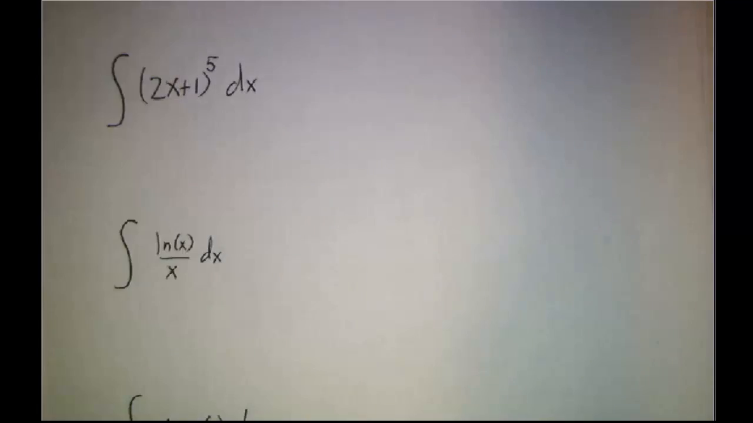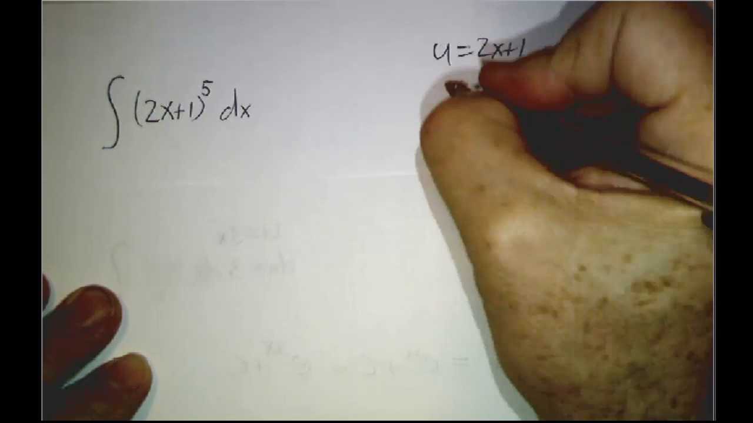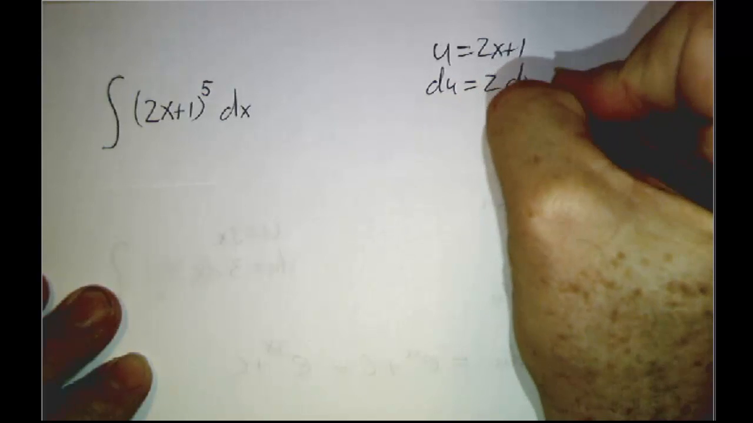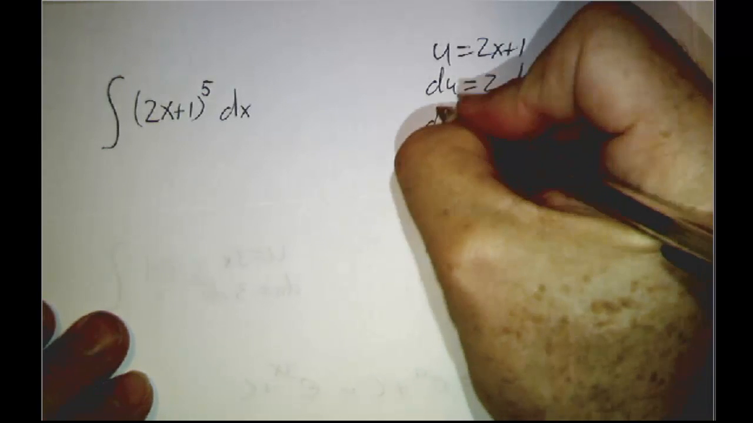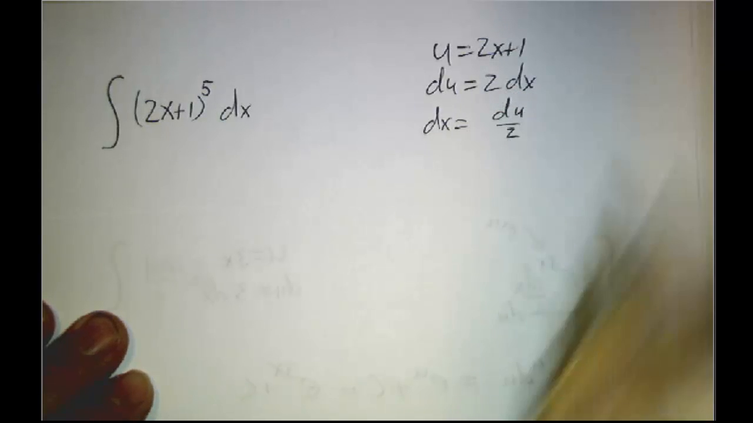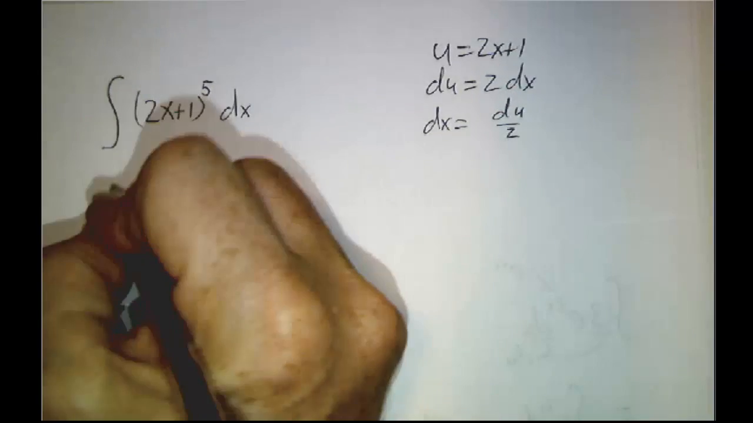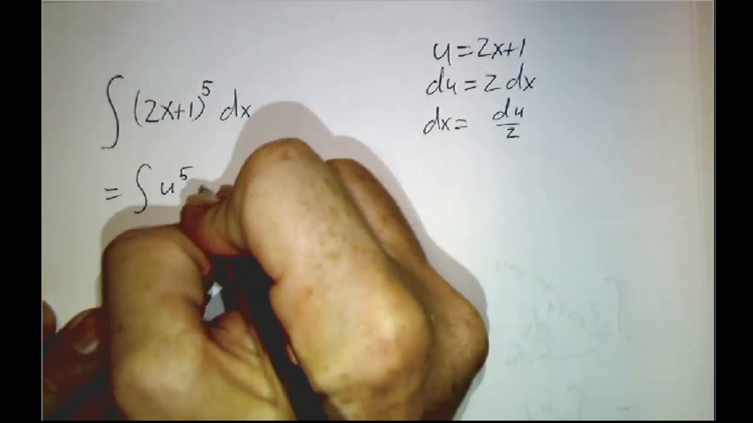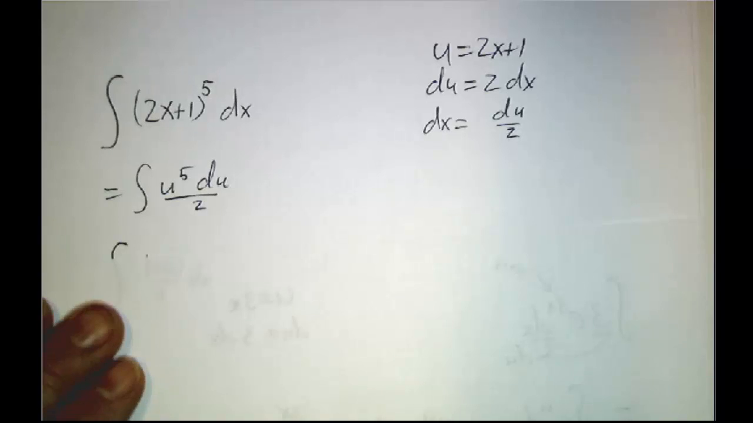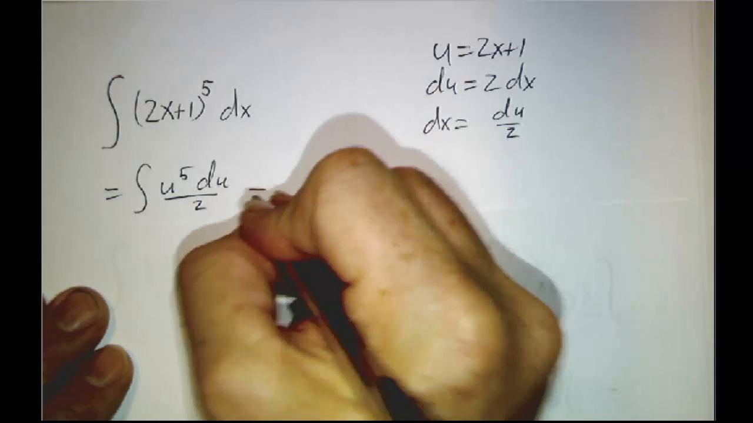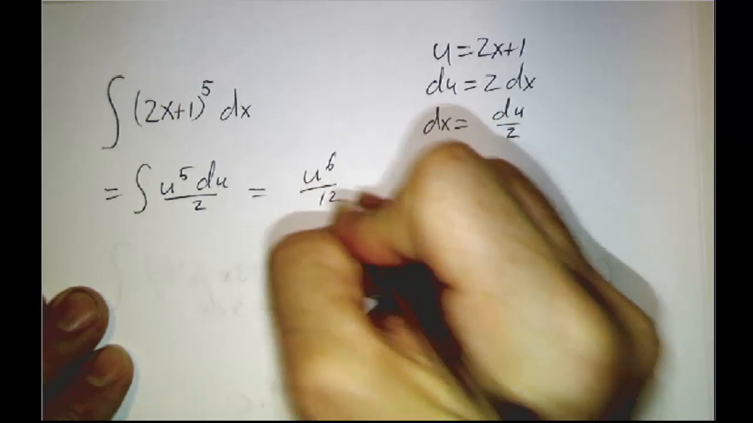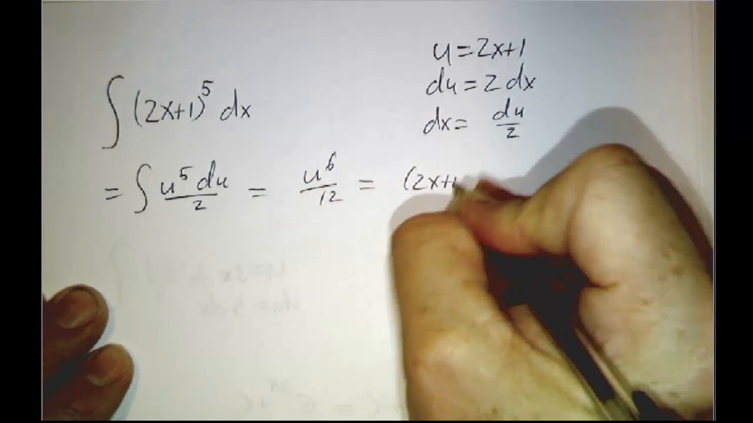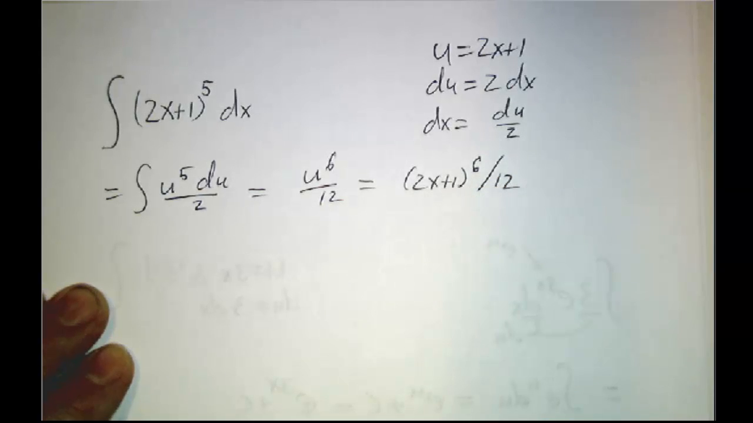Okay, a couple more. First is the integral of 2x plus 1 to the 5th dx. Here we'll let u be 2x plus 1. So du is twice dx. Well, dx is du over 2, so this becomes the integral of u to the 5th du divided by 2. That 2 doesn't give us any problems. This just becomes u to the 6th over 12, and that's 2x plus 1 to the 6th divided by 12.